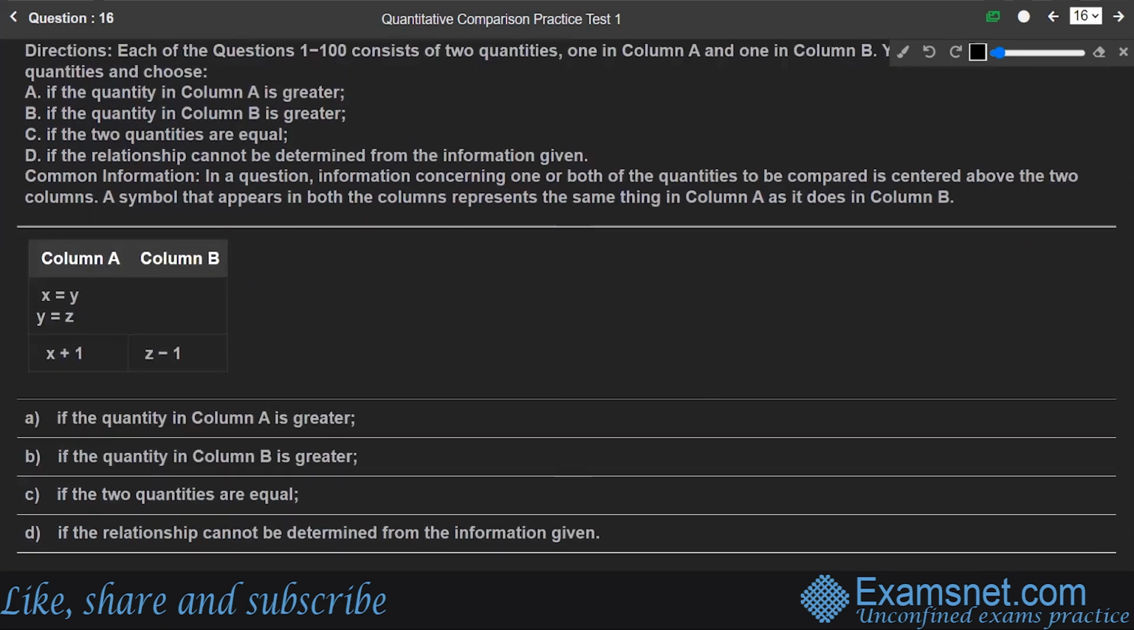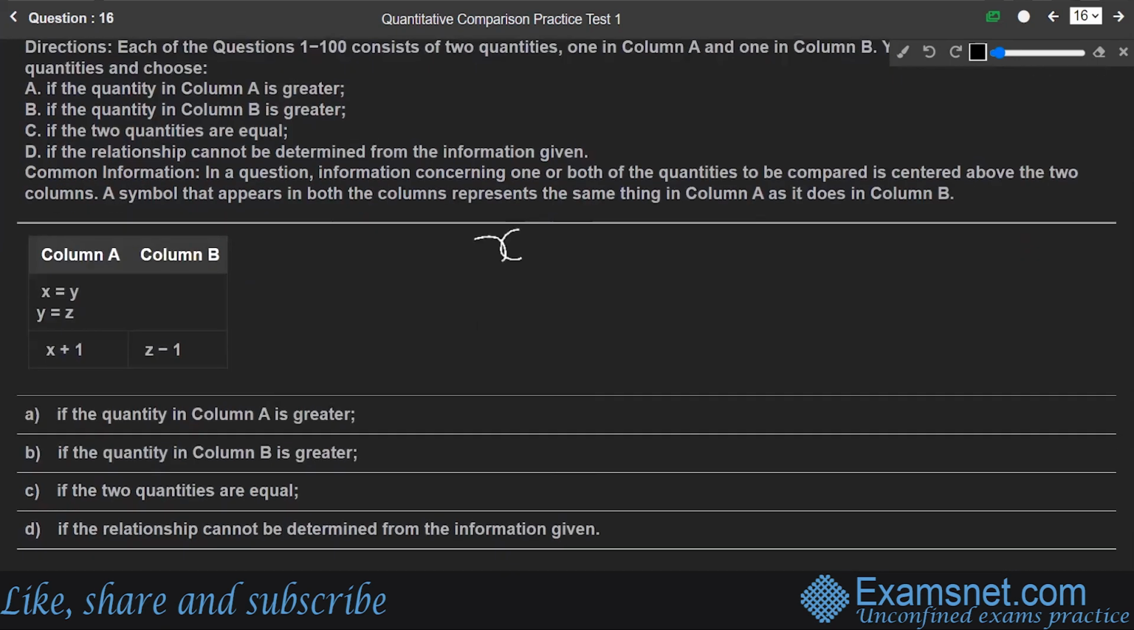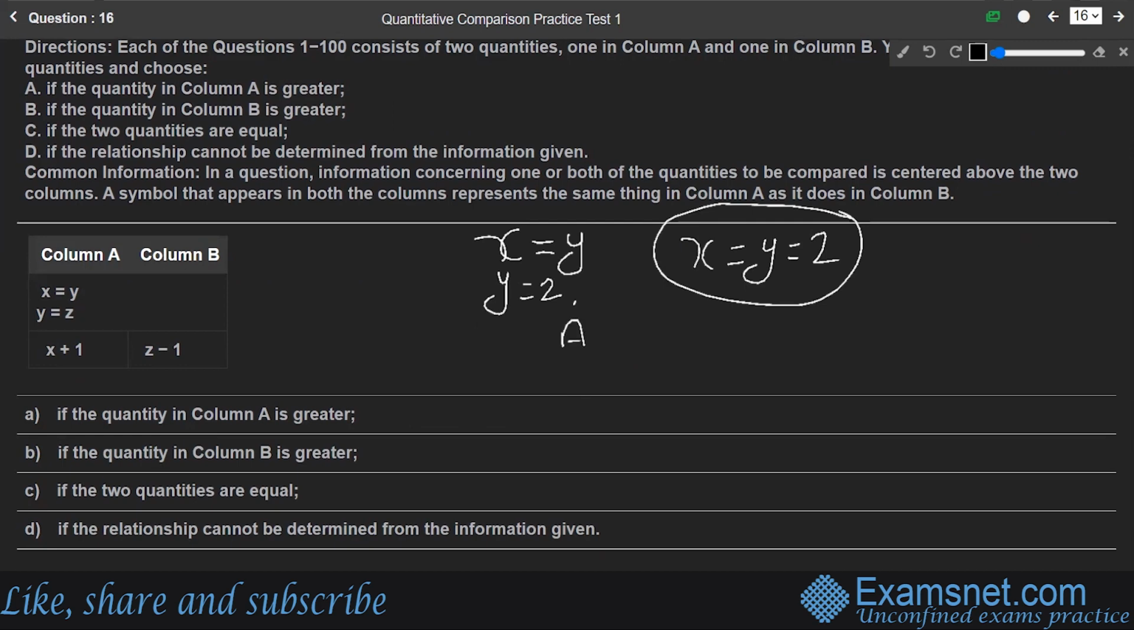Now, the next says column A and column B. So first of all, we have got some common information, x equal to y and y is equal to z. So by this, we can find out that x equal to y equal to z. All the values of three variables is actually equal, is the same. Now, on the column A, he is asking x plus 1. And on the column B, he is asking what? Z minus 1.